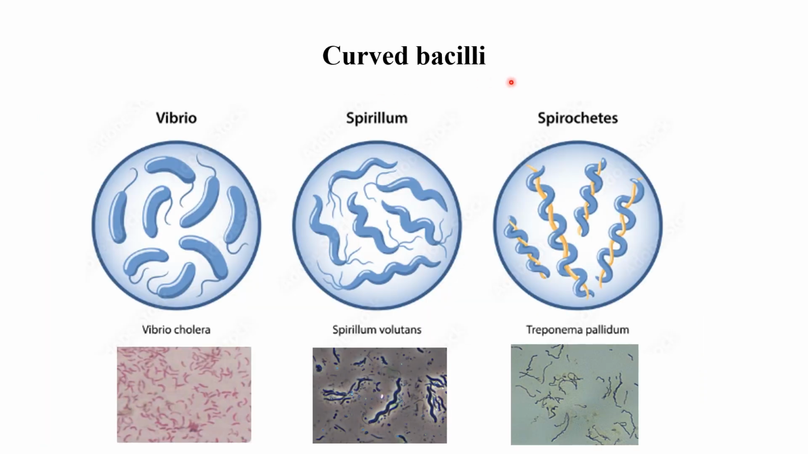Curved bacilli. The curved bacilli are mainly three types. First one is a vibrio or comma-shaped bacteria. Spirillum, that is a rigid spiral form of bacteria. And spirochetes are spiral or coiled hair-like structure bacteria. These three are curved bacteria. The example for vibrio is Vibrio cholerae. Spirillum is Spirillum volutans. Spirochetes is Treponema pallidum.